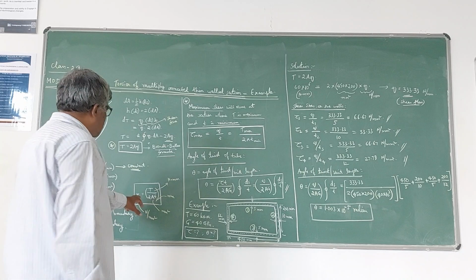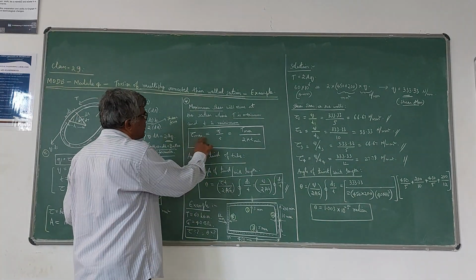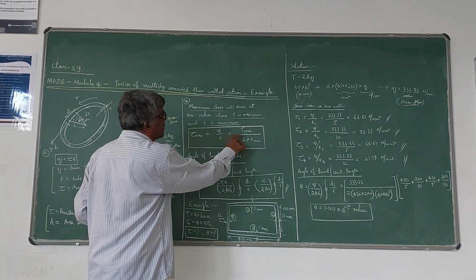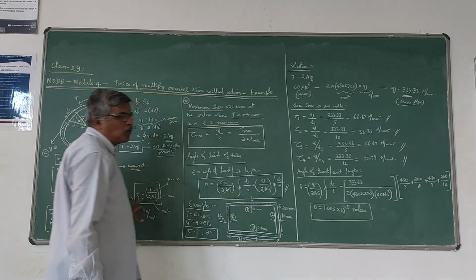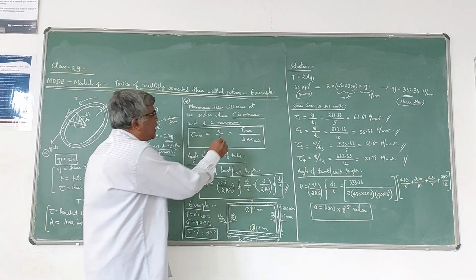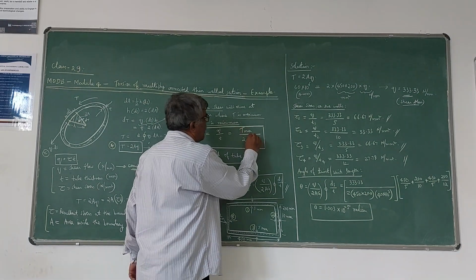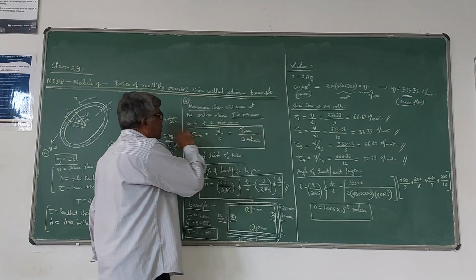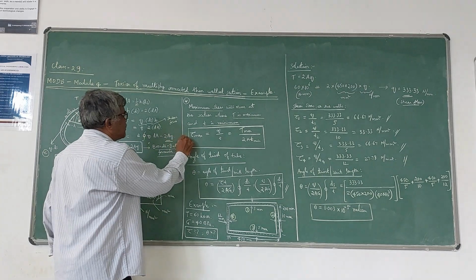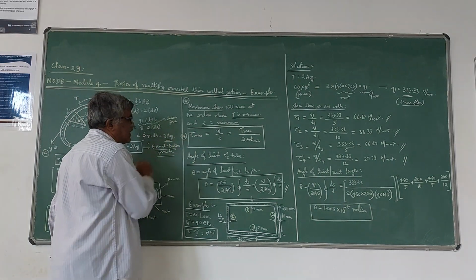So therefore tau max you can write. So tau max is nothing but q by t, which is nothing but T max divided by 2At minimum. So this capital T should be maximum, small t should be minimum. Then only you can have maximum value of shear stress in the case of thin-walled sections.